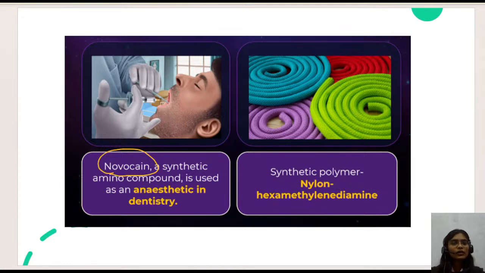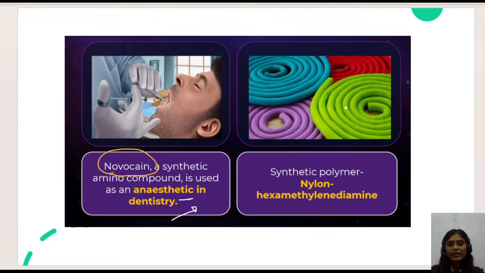Okay, so maybe, have you ever visited the dentist? Hopefully not, right? You know there's a kind of injection, and the doctor injects it into our gums so that we are not feeling anything. It's like anesthesia. So Novocain, a synthetic amino compound, is used as an anesthetic in dentistry.